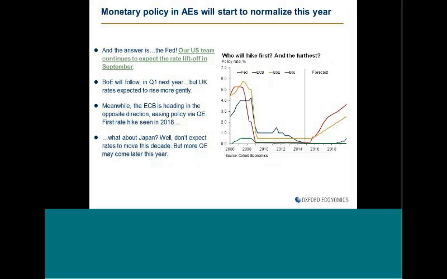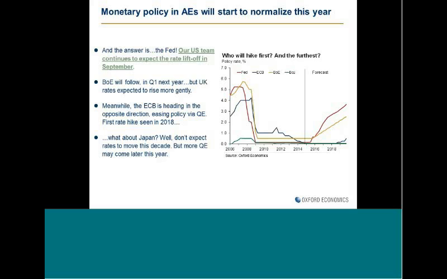So let's start with monetary policy. We think that monetary policy in the advanced economies will start to normalize this year, finally, after about 6-7 years of rates being constrained to the zero lower bound. We think that the U.S. Fed will lead the pack. So our U.S. team already expected rates to lift off in September, and this view remains the same after the FOMC meeting a few days ago.